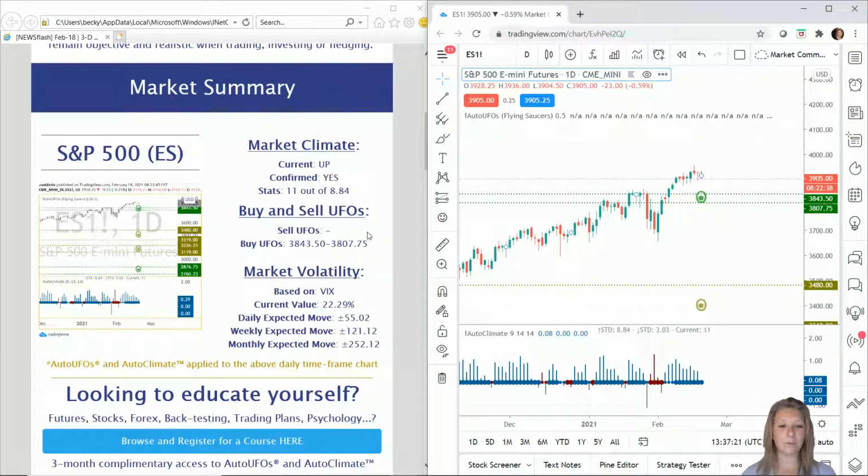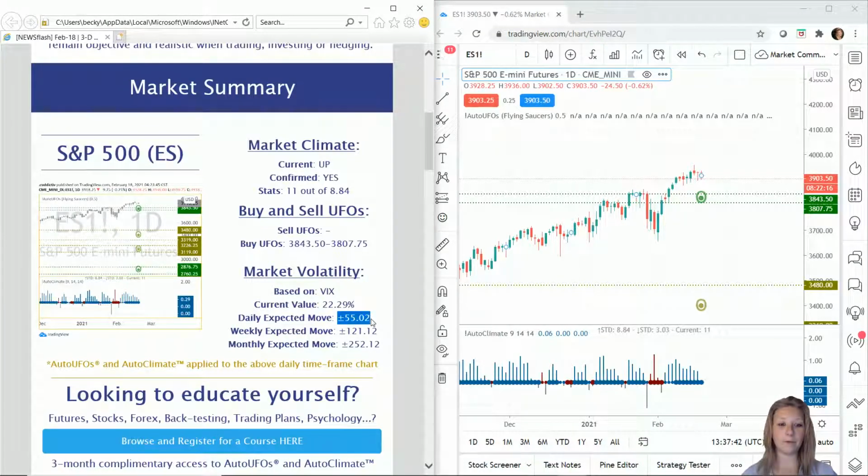Now, coming down to market volatility, that means how fast or how far we can expect price to move within given periods of time. We use the VIX to get the raw data there, and then we can extrapolate that out and figure out what that means per day, per week, per month. So based on the VIX, we can say that we would expect a movement on the S&P up or down in one day of 55.02 points. In 1 week, 121.12 points, either up or down. In a month, 252.12 points, either up or down.